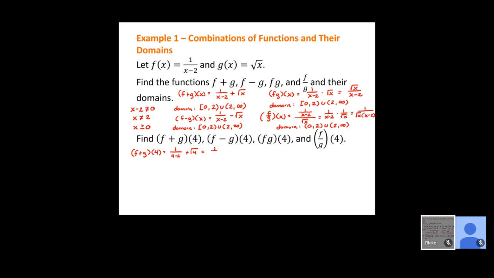One half, good. And what's the square root of 4? 2. And then 1 half plus 2 is going to give us what? 5 halves, right? Or if you prefer the decimal, 2.5 is fine. Okay, but 5 halves will be our answer there.